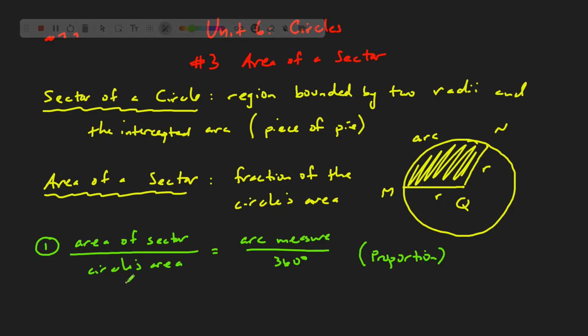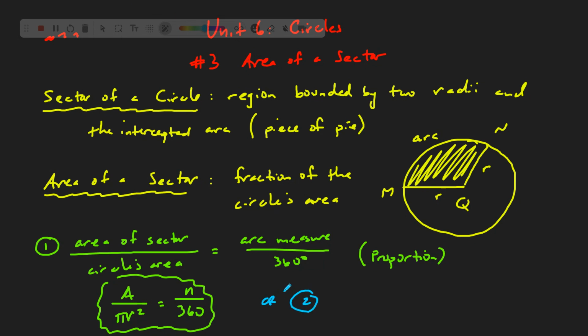So again, if we use symbols, we're going to let capital A be the area of the sector, out of the circle's area, which is pi r squared, and that's going to equal the arc measure, which is that n value over 360. And again, this is how I'm going to present it most of the time in the practice problems. Now, there is a second formula, and it's just this formula solved for A, so A equals the fraction of the circle, n over 360, times the area, pi r squared. And you can use this one as well. So either formula will work.